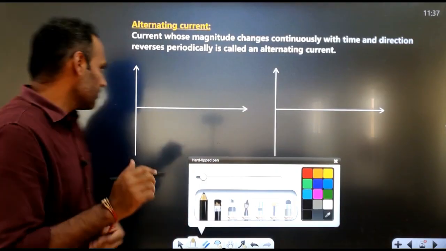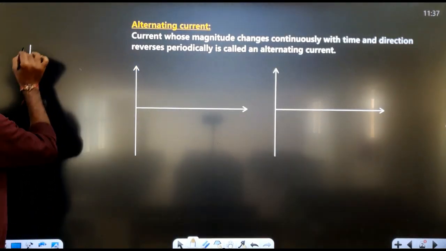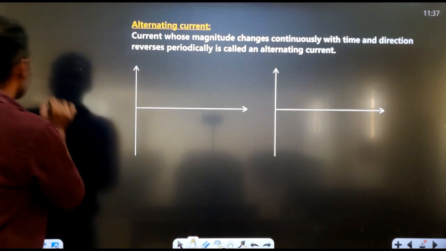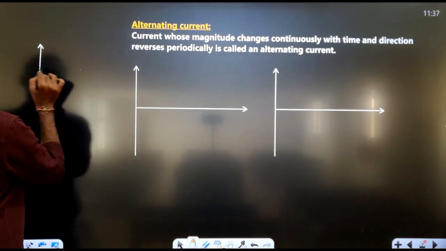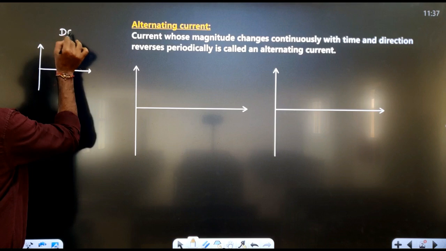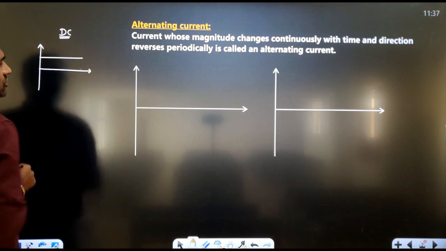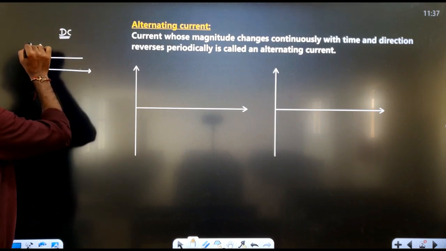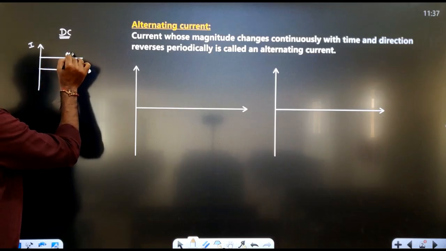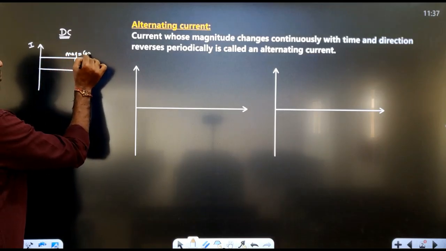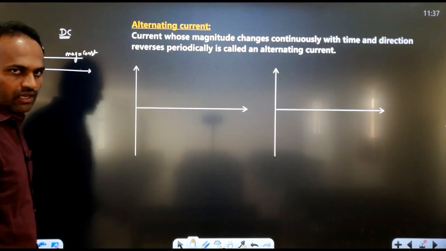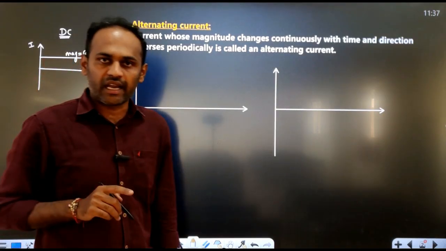See, simply said, if you want to show DC, we show DC like this. This is called DC, whose magnitude is constant. Its magnitude does not change. Its magnitude remains constant, and the direction stays the same. No change in magnitude, no change in direction.